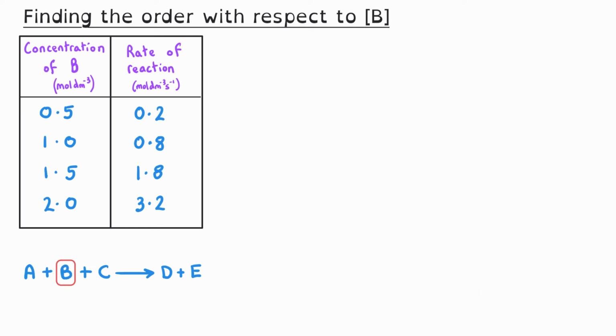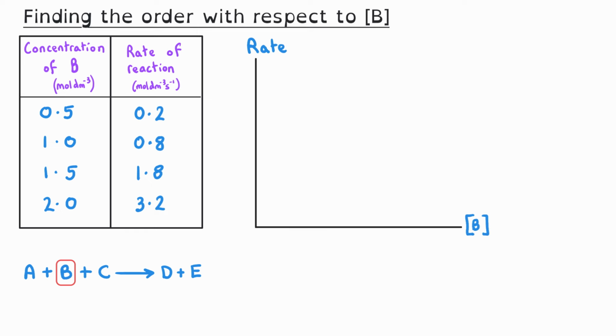In order to find the order with respect to the concentration of reactant B, we would need to do the whole thing again, this time varying the concentration of reactant B and keeping the concentrations of all of the other chemicals constant and in excess. And then we would plot separate graphs for these reactions and use a tangent to work out the initial rate of reaction for each of the different concentrations of reactant B.